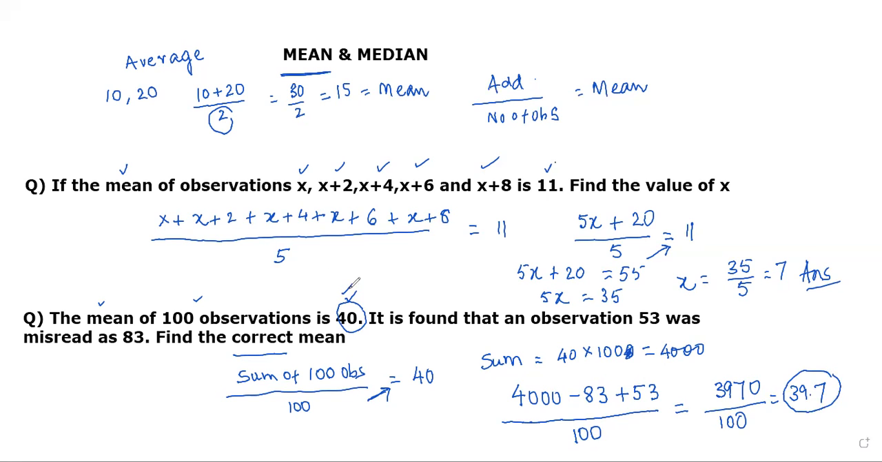Why did it become 40? Because you added a bigger number instead of a smaller number, and that's the reason the mean became more. But when we corrected by reducing the wrong one and adding the correct one, and then dividing by the number of observations, I got the correct mean, which is 39.7. I hope I've been able to make you understand exactly how to solve the questions on mean. We will do median in the next video. I hope you enjoyed this. See you in the next one.